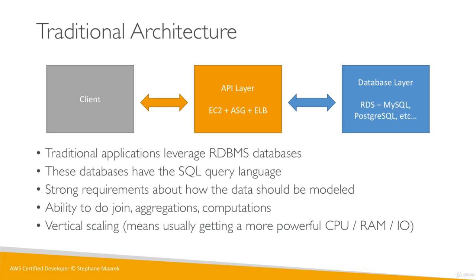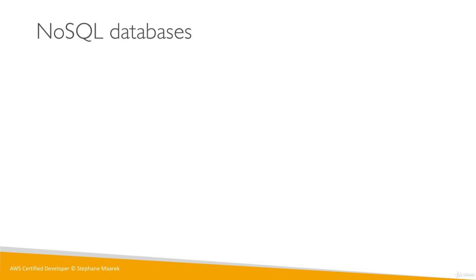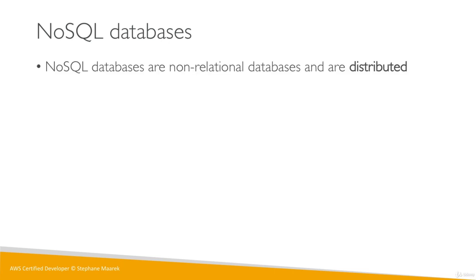Now this works just fine. And to be honest, this architecture is powering many databases and websites in the world. But there's a new type of architecture that is emerging, which is called NoSQL database. Now, just to be clear, NoSQL doesn't mean it's not SQL, it means not only SQL databases. And so what does that mean? That means that they're non-relational databases and they're distributed.